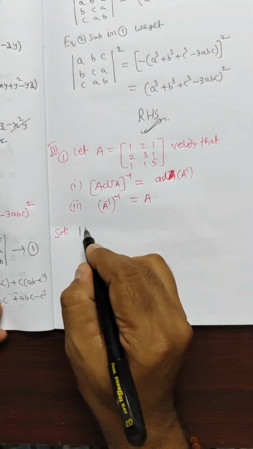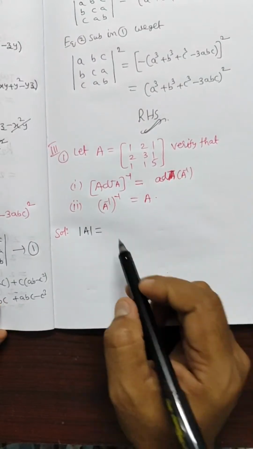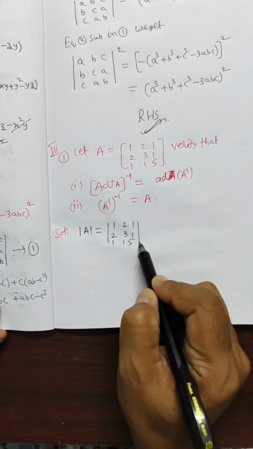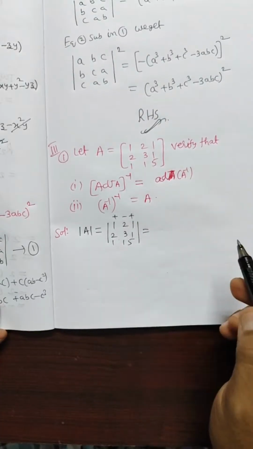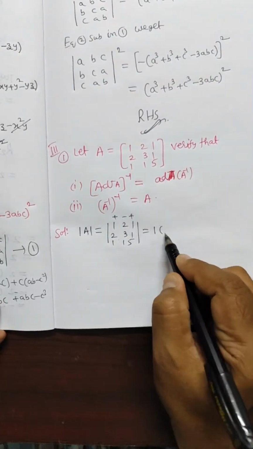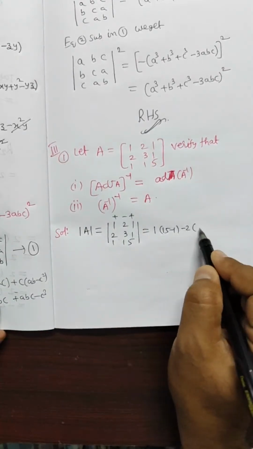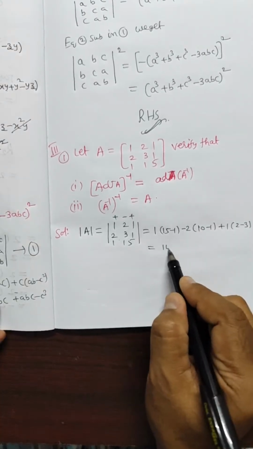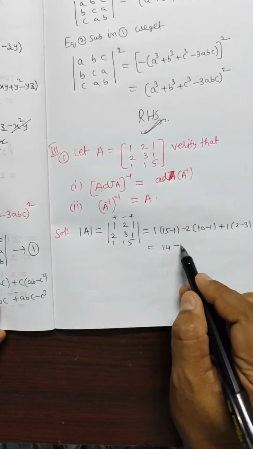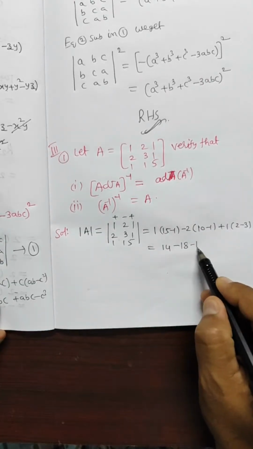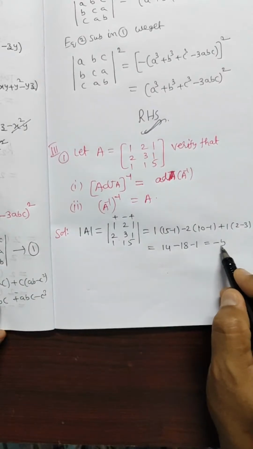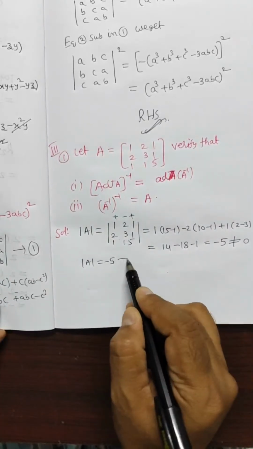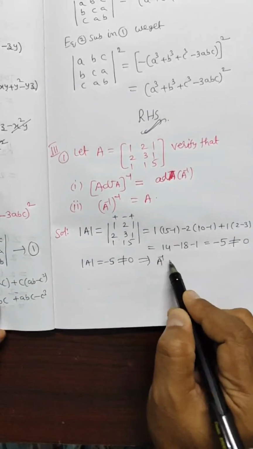So first, determinant of A calculate. Why? Because to exist A inverse we need to calculate. 1 2 1, 2 3 1, 1 1 5. So we know the procedure to expand the determinant. 1 into (15 minus 1) minus 2 into (10 minus 1) plus 1 into (2 minus 3). So 14, 10 minus 1 is 9, 9 times 2 is 18. So 18, 2 minus 3 is minus 1. So 14 minus 19 is minus 5, not equal to 0. Det A is equal to minus 5, which is not equal to 0. That implies A inverse exists.